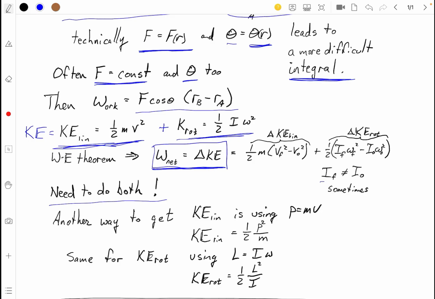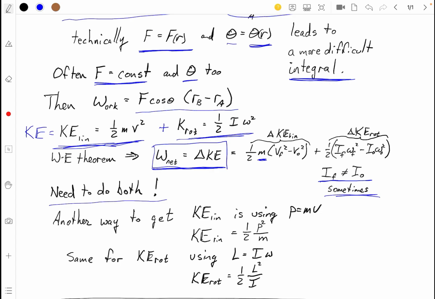Now, I just want to make a little comment here. I final is not always equal to I initial. Your initial mass and your final mass are probably going to be the same thing, but when we're dealing with rotational systems, things change. And so your I final may not be equal to your I initial. So keep that in mind sometimes.